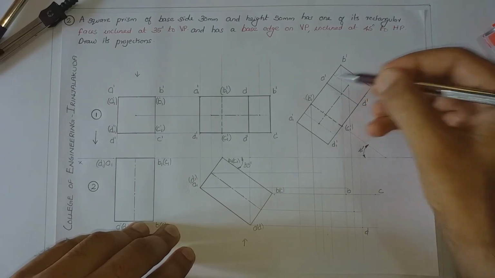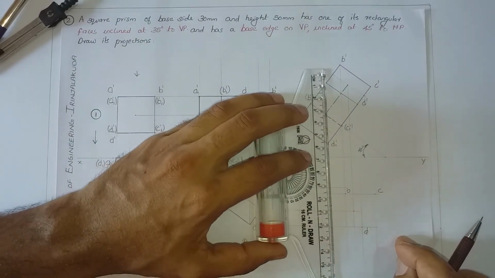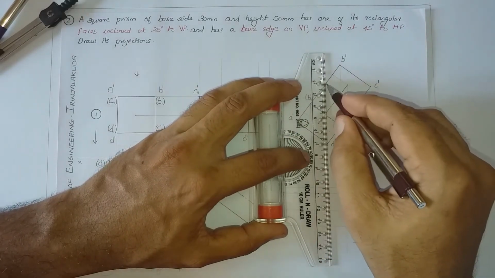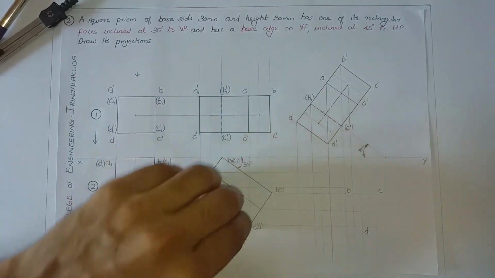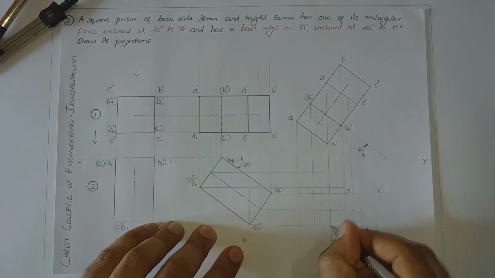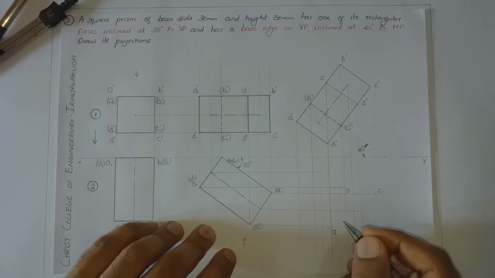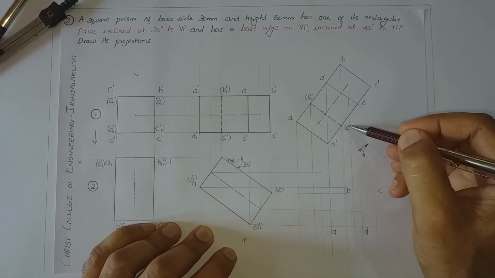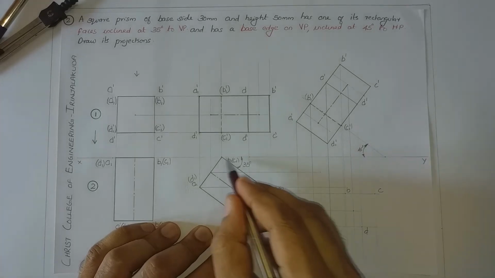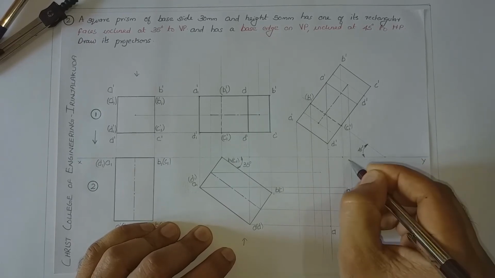Next is point A, this is point A and this is also point A. So we shall now locate C1. So this is point C1 and this is also point C1. So here comes our point C1.